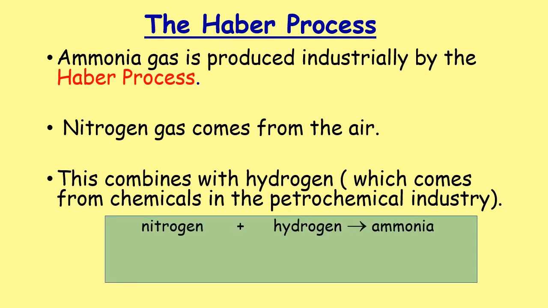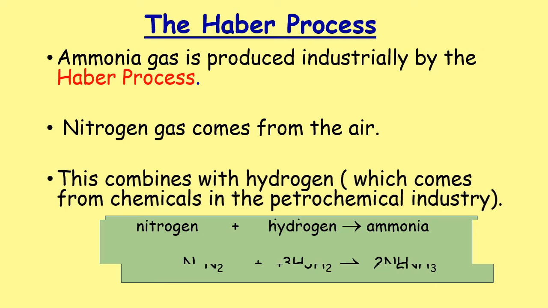Now, nitrogen and hydrogen combine together to give us ammonia. And the equation for that, balanced equation, we need 1 nitrogen, remember nitrogen is a diatomic molecule, plus 3 hydrogens, those are diatomic molecules as well, to give us 2 molecules of ammonia. So N2 plus 3H2 gives us 2NH3.